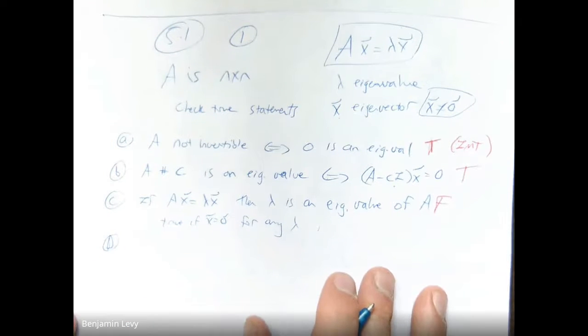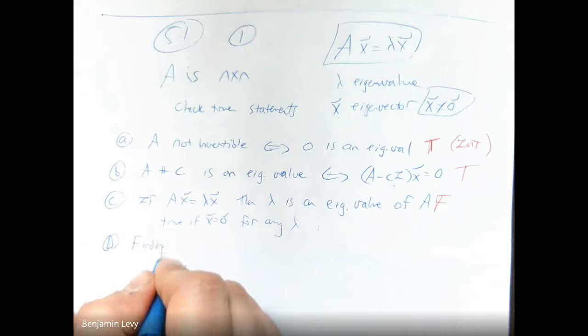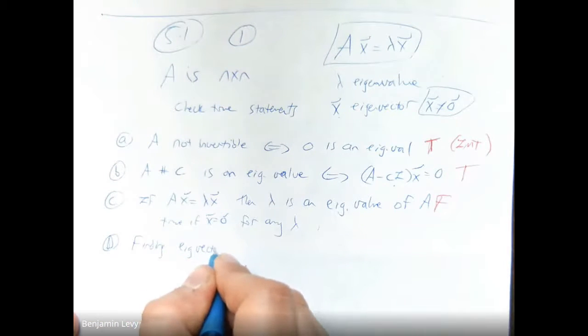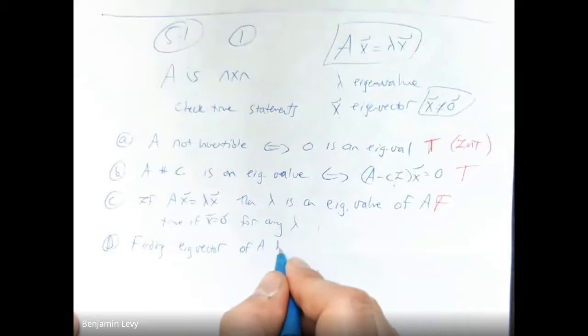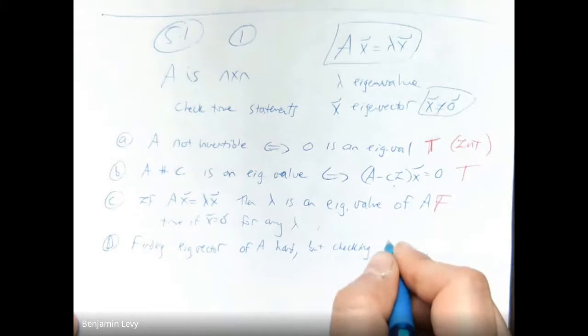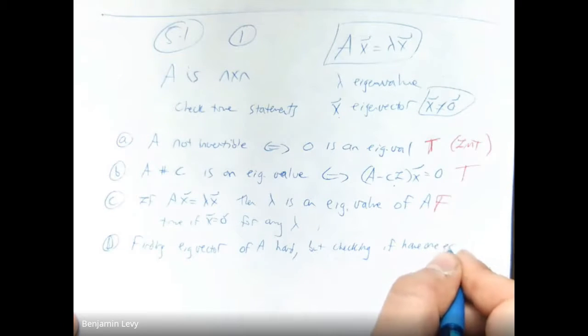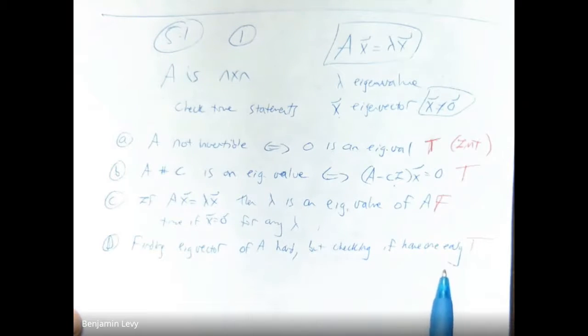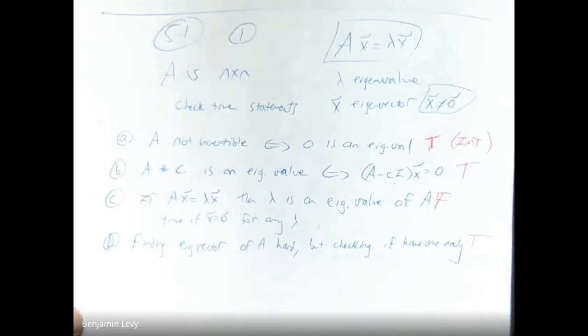The rest, I think, are sort of straightforward. So D says finding eigenvector of A is hard, but checking if you have one is easy. That's also kind of a dumb one, but that's true. So finding one means solving (A minus lambda I)x equals 0. That requires some row reduction, but just checking to see if you have one is multiplying two things together, and so that's easier. But again, that's kind of an opinion, probably, so that's also kind of silly. But hey, we're going over this one together, so you should get this one right.